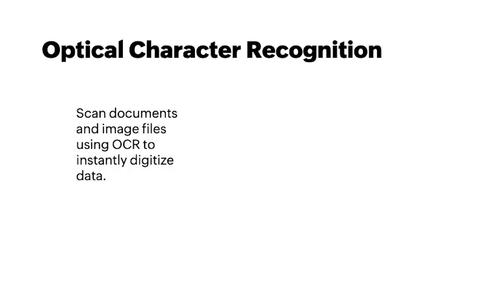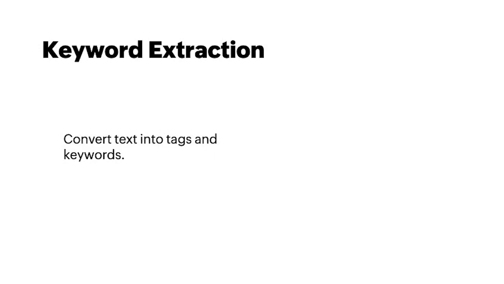Next is the optical character recognition. So basically, from its term, optical character recognition, it can easily scan your documents and image files and then instantly digitize the data. It can actually extract the text from the images and then translate it and gather it to your application. Next is the keyword extraction.